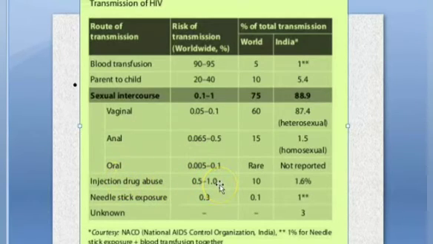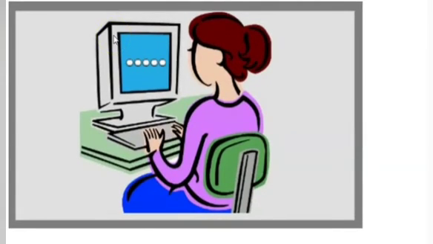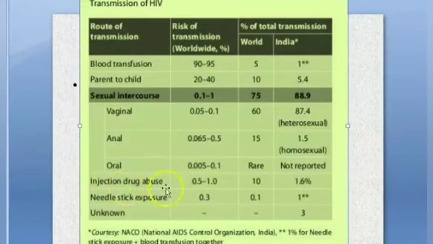Injection drug abuse, that is the IV drug users. Then needle stick exposure, like for health workers like me. And unknown also there are. Unknown. Somehow they got it. Okay, so can you revise this and tell what you saw in transmission of HIV? Blood transfusion main, then parent to child is next, then sexual intercourse, that is where it starts, 0.1 to 1%, vaginal, then anal, then oral, right? Then IV drug abuse, needle stick exposure, unknown. Needle stick exposure, this is where we are, and we are the lowest risk according to this.